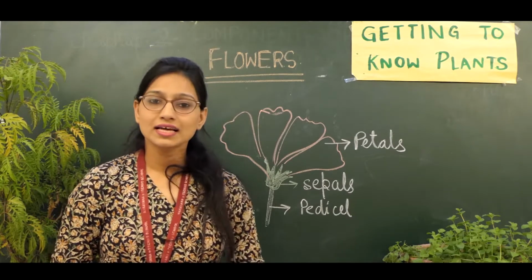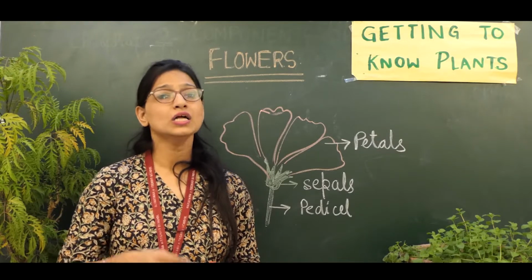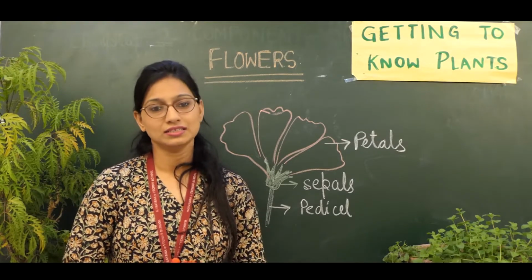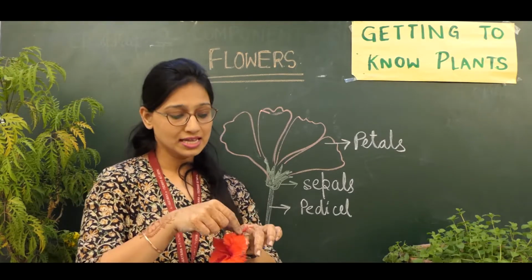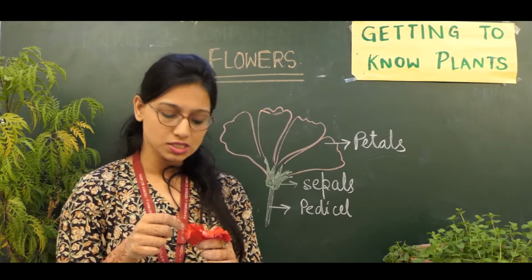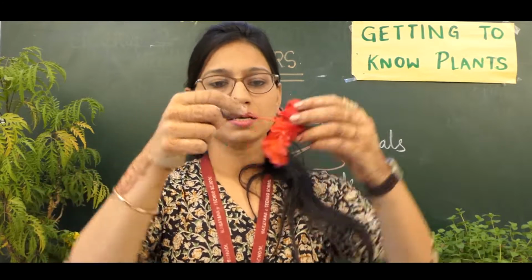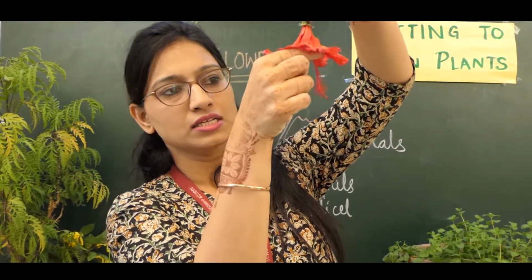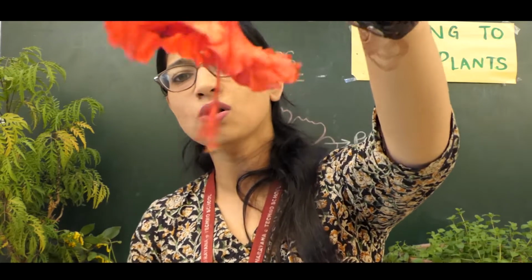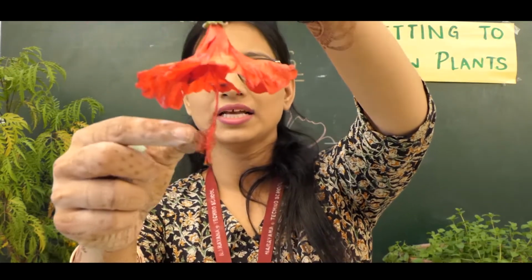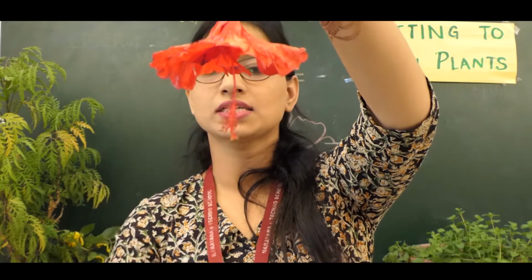Now, other than this, there are two more structures which are there in the plant. That's why I said hibiscus is a very good plant to study these parts. Now, can you see this? Can you see this structure? Right? And also from the middle structure you can see thin threads coming out. So let's see what are those.